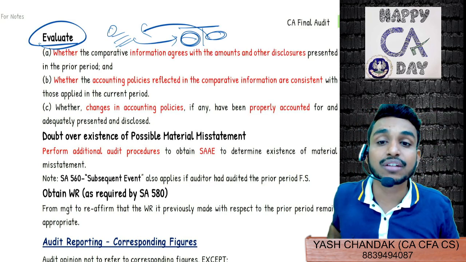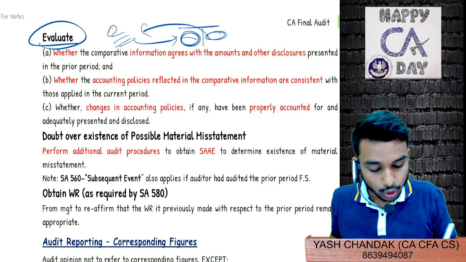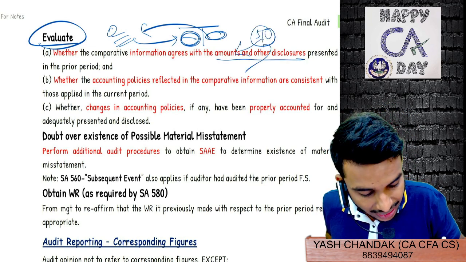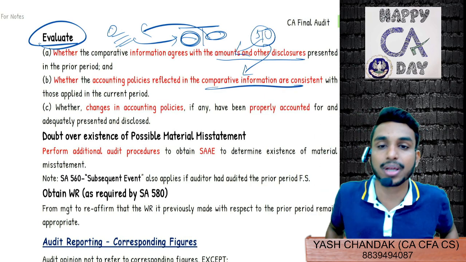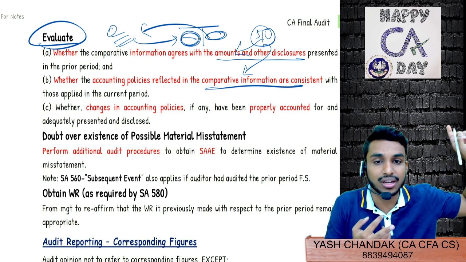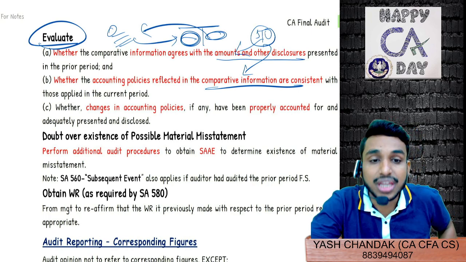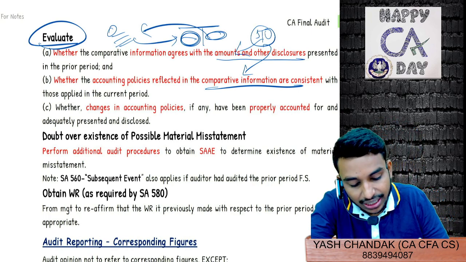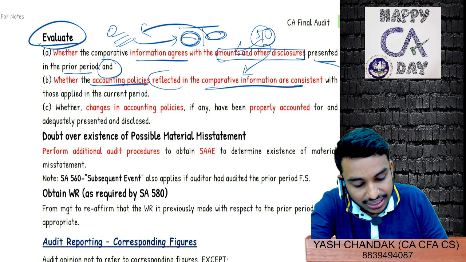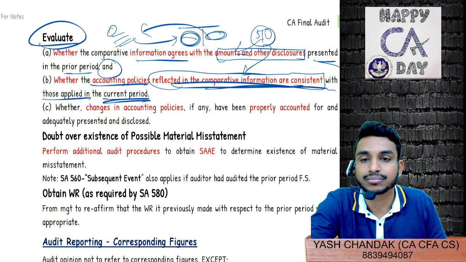And the other thing that was related was whether accounting policy that is reflected in the comparative information is consistent or not. So the two things that were there in SA 510 also was one with respect to amounts and disclosure, and the other one was with respect to accounting policy. If you remember, then we also determined that whether the accounting policy that was applied in the closing figures should also flow the same accounting policy in the opening figures. Yes or no? So same here means what? Whether comparative information agrees with the amounts and other disclosure presented in the prior period, and whether the accounting policy reflected in the comparative information is consistent with that applied in the current period.